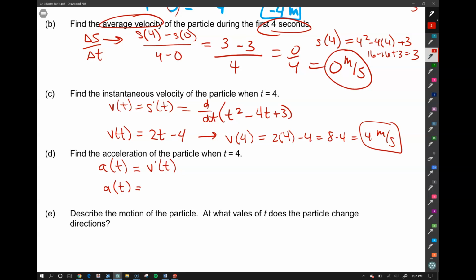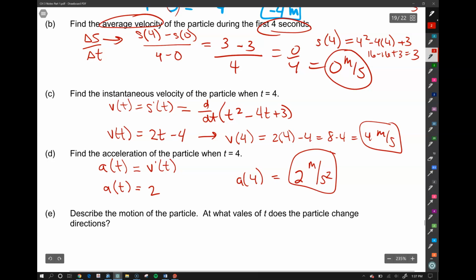So I need to take the derivative of velocity, 2t minus 4. Using the power rule, what's my derivative? 2. So wait, does it matter if I plug in 4? What is a of 4? Still 2. And what are the units? Meters per second squared.